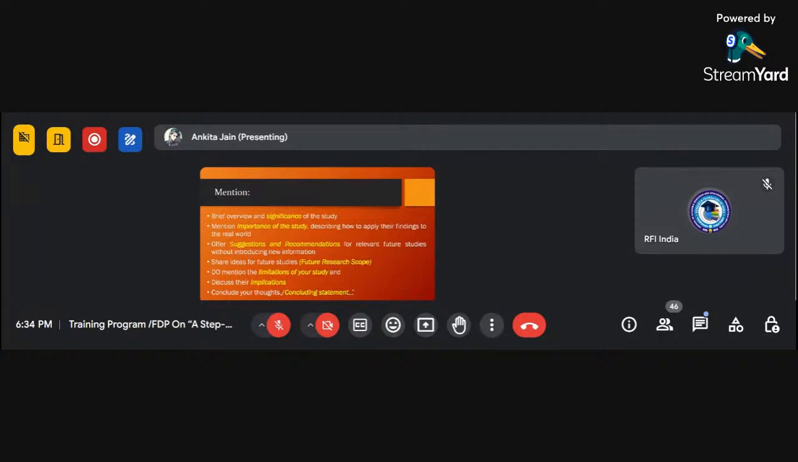Then share ideas for the future studies. Again, I'm talking about the future research scope. Scope for the future research, or ideas for the future research, is the same thing. If you think that your study still has some scope, obviously, no research paper or thesis can complete one topic as a whole. So we can suggest some ideas for what can be done. You can also use those ideas for your next research. So you should share or suggest some ideas for the future studies.